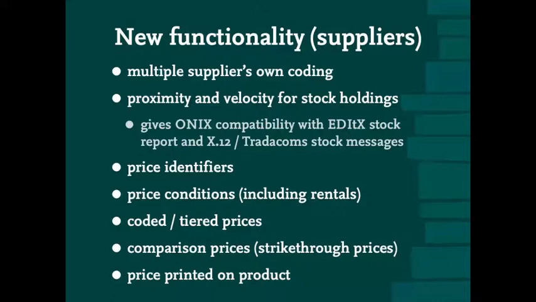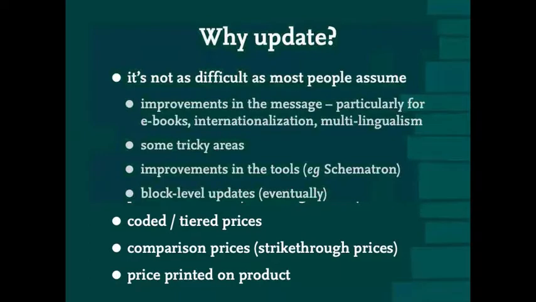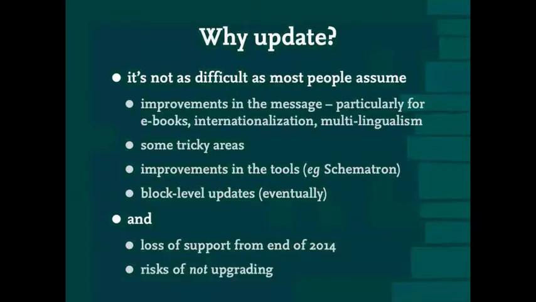And ONIX 3 is more flexible around price. You can have rentals. You can have coded or tiered prices, like Apple would use. You can have comparison prices. So that is, well, this book is £7, but it used to be £9, or this book is $5, but the equivalent product is $9, something like that. So lots of new functionality, lots of more consistency about the way things are interpreted.